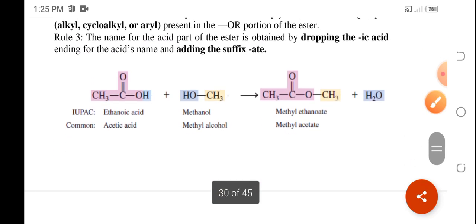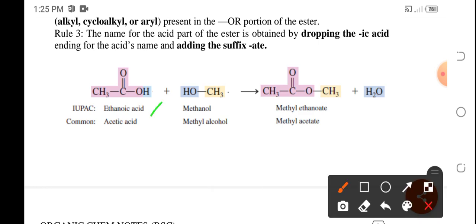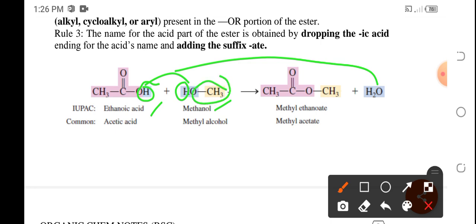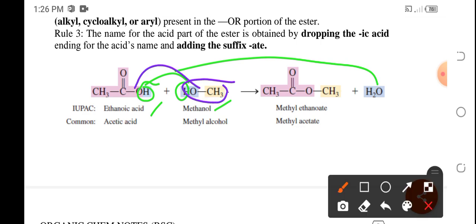Okay, so let's have a concrete example. This is an esterification reaction between ethanoic acid and methanol. So the mechanism is the OH and the H will come together to form water, and the OCH3, this part of the alcohol, will bind with the remaining part of the acid such that an ester will be formed. So the reactant acid's name is ethanoic acid, and the alcohol name is methanol or methyl alcohol.